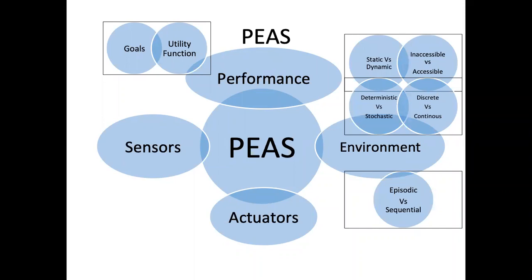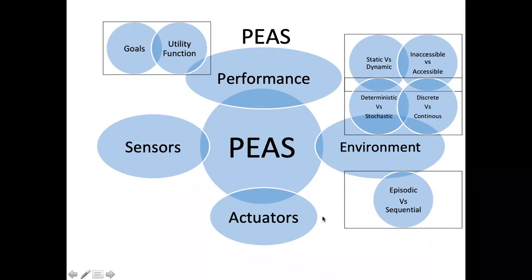Then you have the environment, and the environment could be static or dynamic. The environment could be inaccessible or accessible. It could be deterministic or stochastic, discrete or continuous. And then you can also have an episodic or sequential environment. Again, with the help of a simple example, we'll try to see what it actually means.